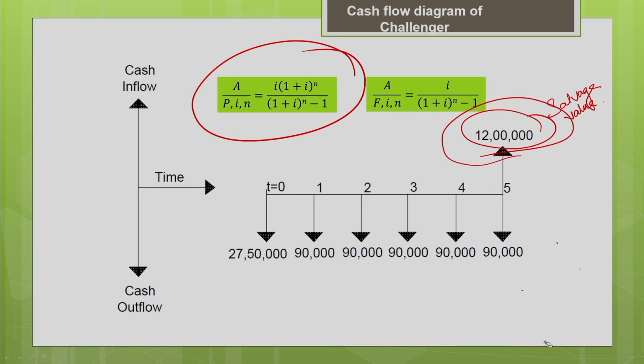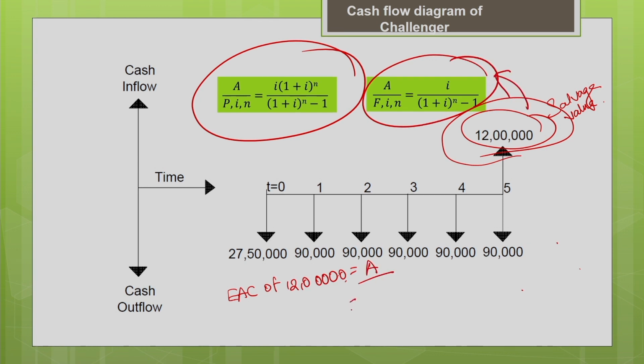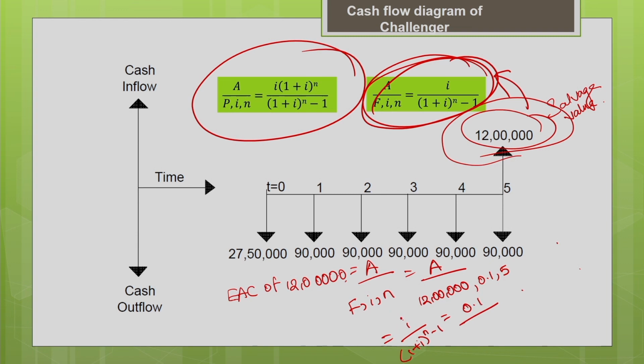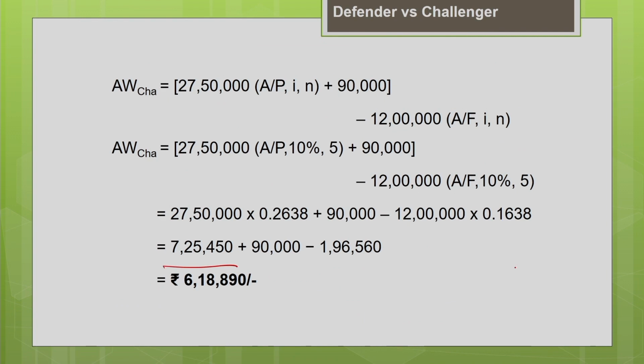Let me now estimate the equivalent annual cost of the salvage value, 12 lakh. You are going to use the uniform series sinking fund factor. Using this you can convert it. You need to find the A for the known future value, I and N. The future value is nothing but your salvage value, 12 lakh, interest rate is 0.1, number of years is 5. So, you are going to use this factor, the sinking fund factor, I divided by (1 plus I) to the power n minus 1. I is nothing but 0.1, divided by 1.1 power 5 minus 1. This gives me the answer as 0.1638.